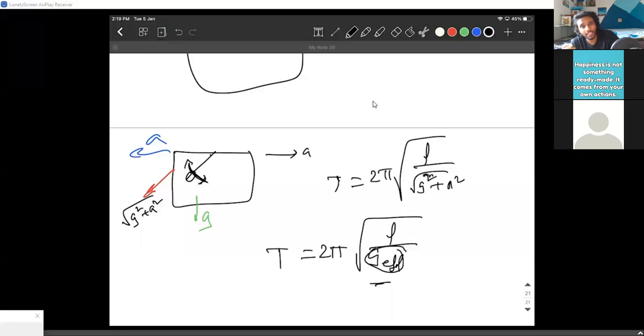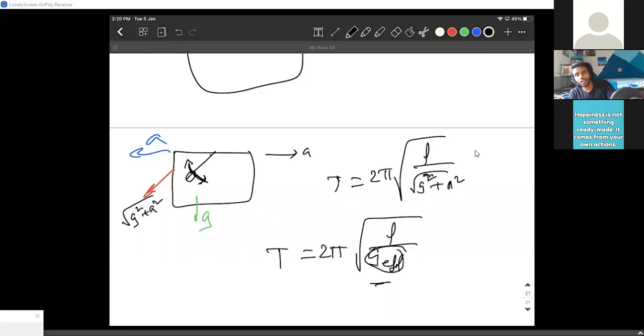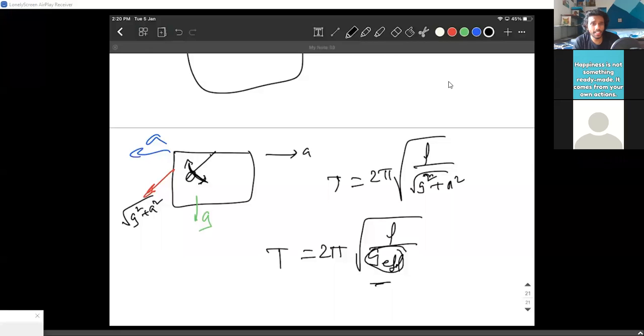A quick question, raise your hand, everybody, if you know the answer. What is the time period of a pendulum in a satellite? What is the time period of a pendulum in a satellite? Geostationary satellite, sir. No, any satellite. What is effective G in a satellite?